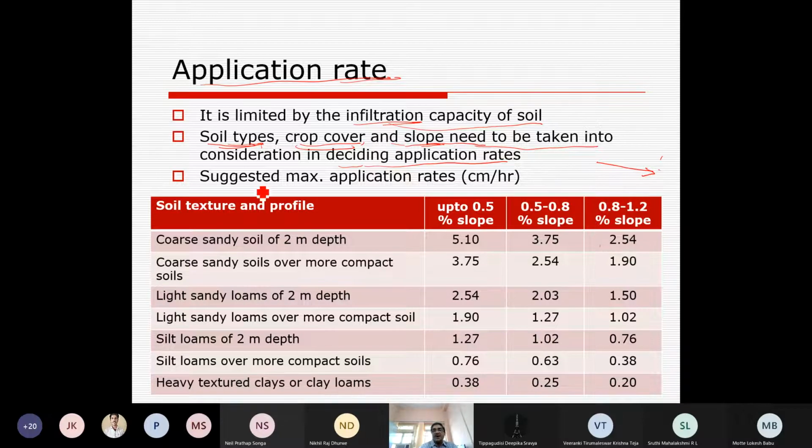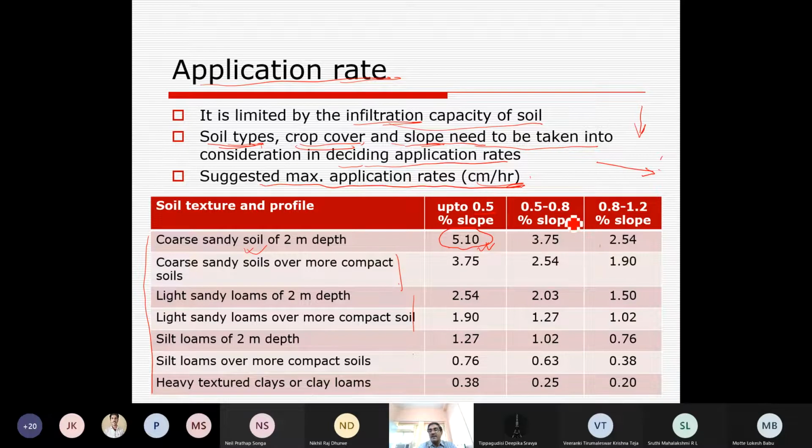So these are the suggested maximum application rates in centimeter per hour. It depends on which type of soil. So we can find out what is the nearest type of soil in our area. Then we need to decide application rate in terms of centimeter per hour with respect to slope condition of the field and soil condition. So suppose it's 0.5% slope, and for example coarse sand soil of 2 meter depth, we need to have a very high application rate. Reason being, it has a high infiltration rate as well. So application rate should be as high as 5.1 centimeter per hour.